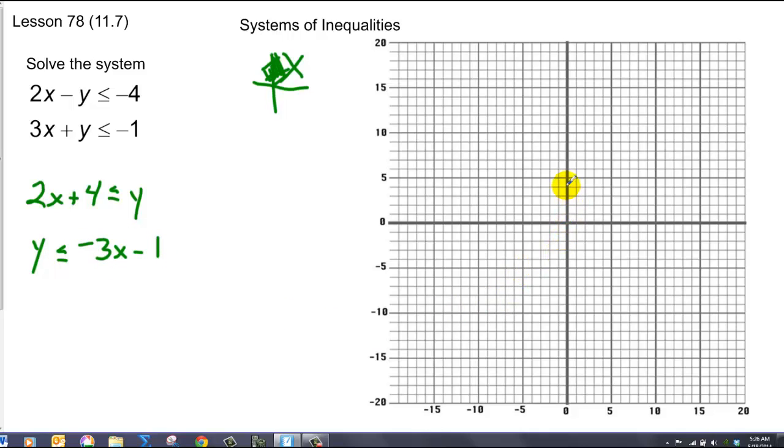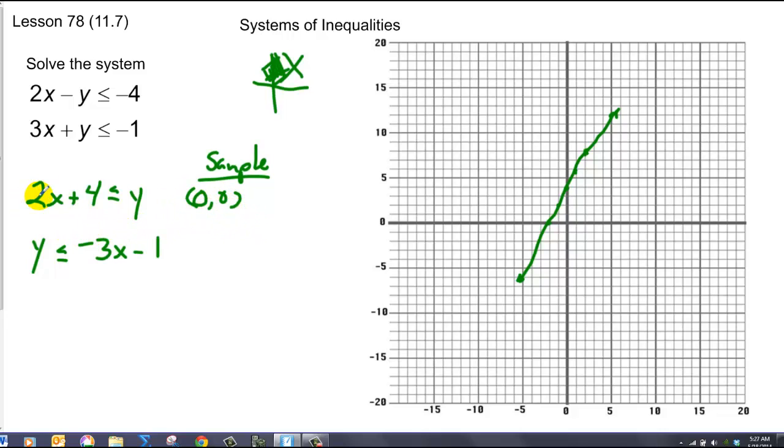Moving over to the graph, we go up to 4, rise 2 over 1. Connect all those dots. There's our line. And now we have to shade. What I prefer to do is pick a sample point and see if the sample point is a solution for the inequality. I usually go with 0, 0, and then check to see if that works out.